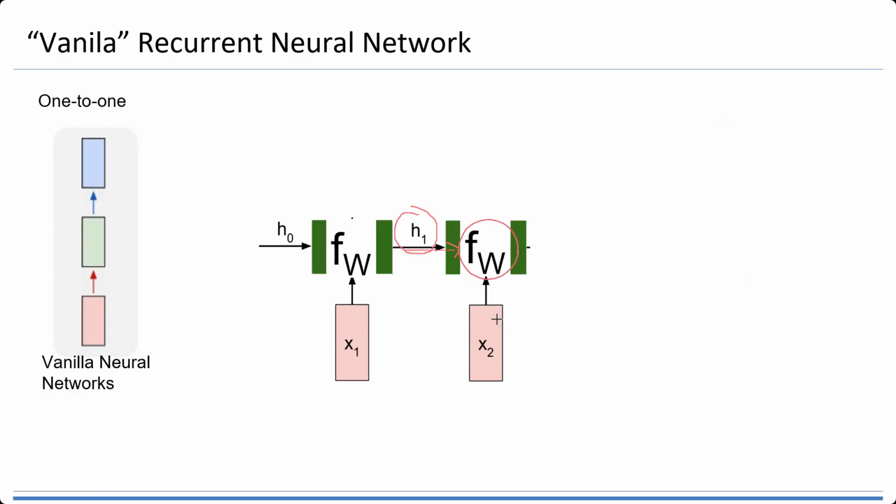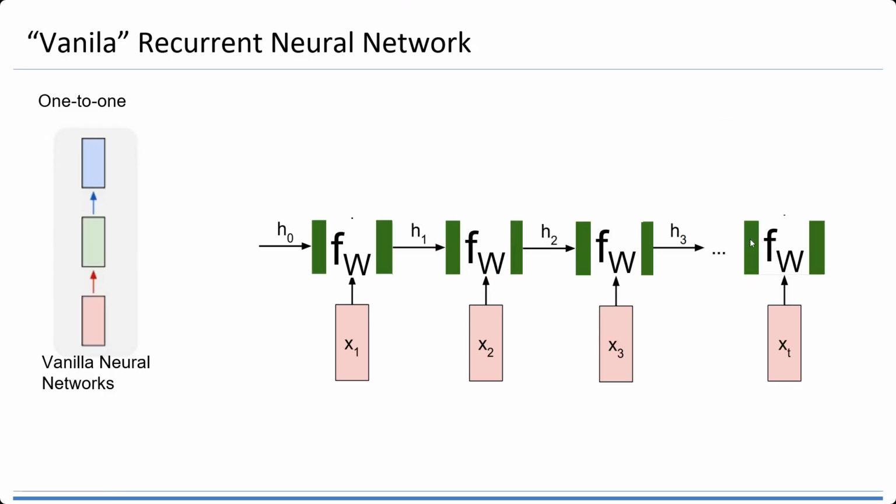With this function, we will have the input, which is the h1 and x2, in order to produce the next state, which is h2, and then another calculation will be done to produce the h3 and so on. So the h2, x3 will produce h3 and so on until the time step t.